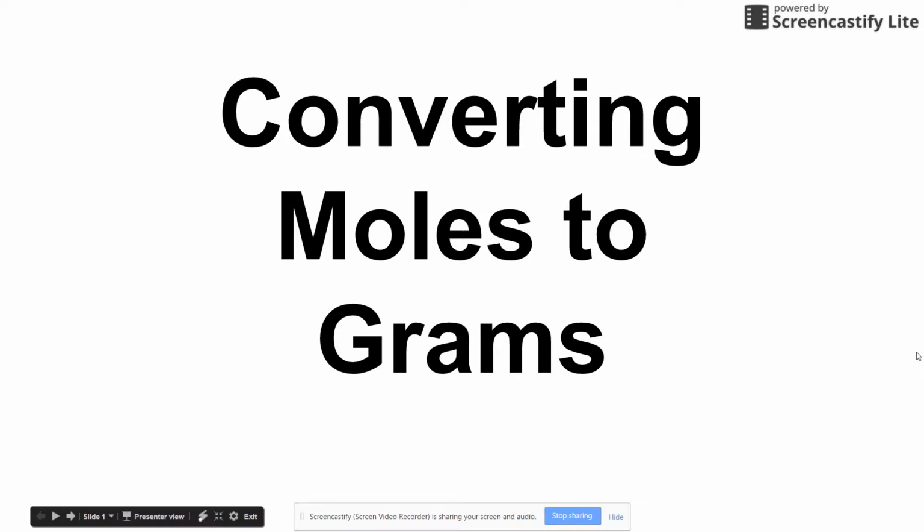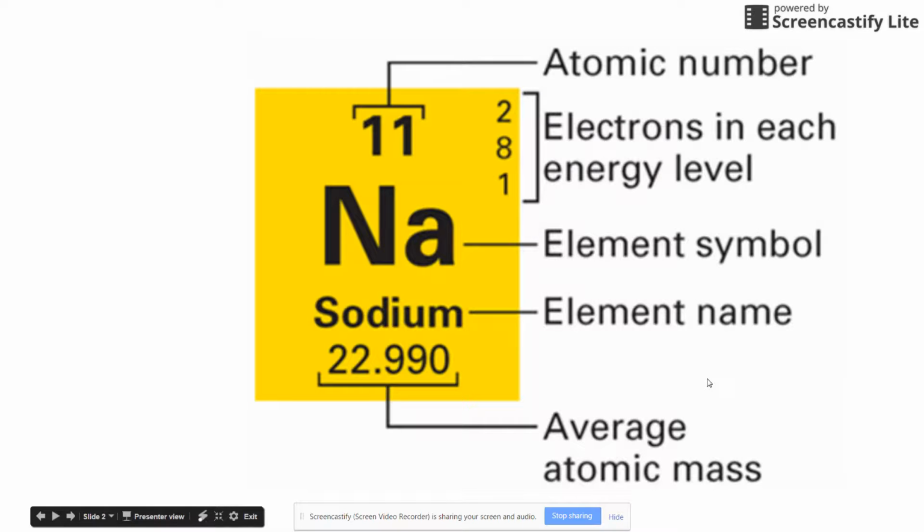All right, so in these slides we talk about converting moles into grams. Just to review, on the periodic table there's a bunch of boxes. Each box corresponds to a different element. Let's go over the information that's contained in the box for each element.